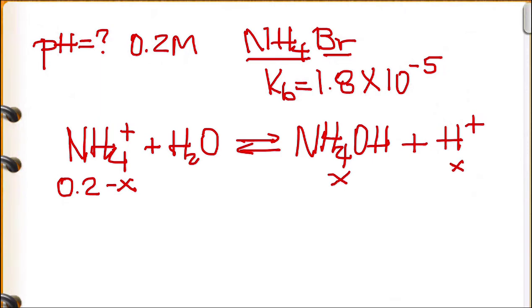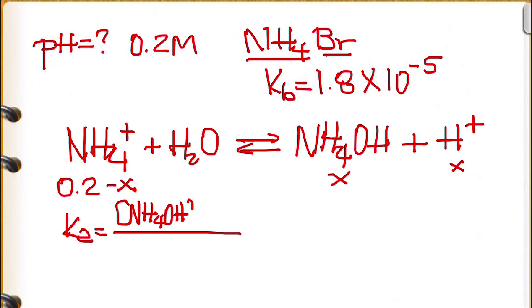All right. So now we know the Ka would be the concentration of ammonium hydroxide times the concentration of H plus divided by the concentration of ammonium. It's the conjugate acid of ammonia, right? So let's plug in the numbers here. We know the Ka because we have Kb.